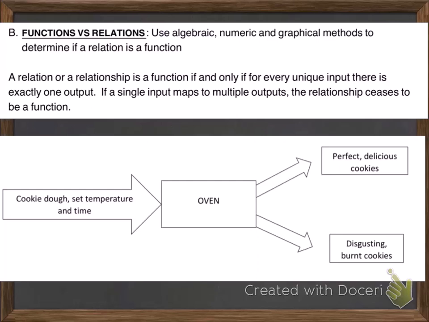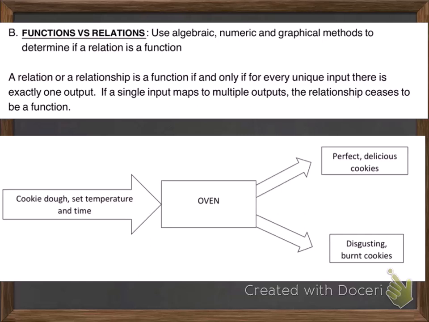Functions versus relationships. Use algebraic, numeric, and graphical methods to determine if a relationship is a function. A relation or a relationship is a function if and only if, for every unique input, there is exactly one output. If a single input maps to multiple outputs, the relationship ceases to be a function.